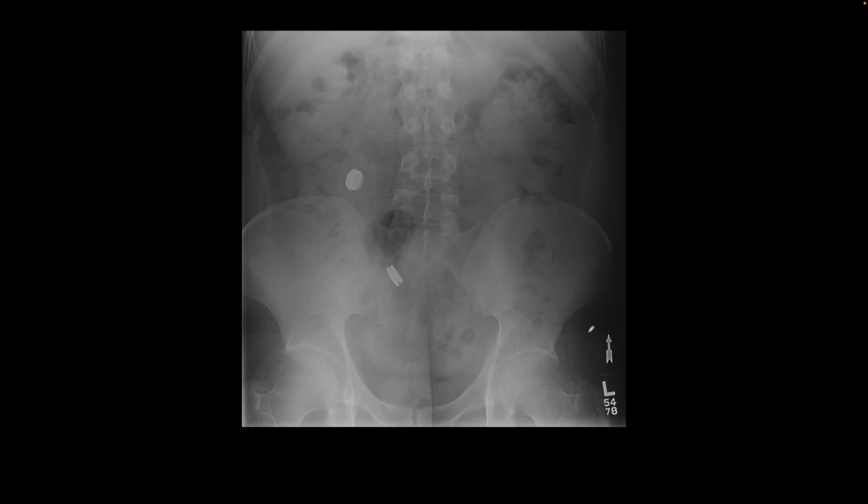The history that this plain film came with was foreign body, and so there are 2 foreign bodies, likely buttons or small magnets swallowed by this patient. And so frequently we want to localize these. These are in the bowel loops projecting over the right lower abdomen, and frequently we follow them over a period of time to make sure that they are excreted in the stools. We are also looking for any signs of bowel obstruction in these patients.